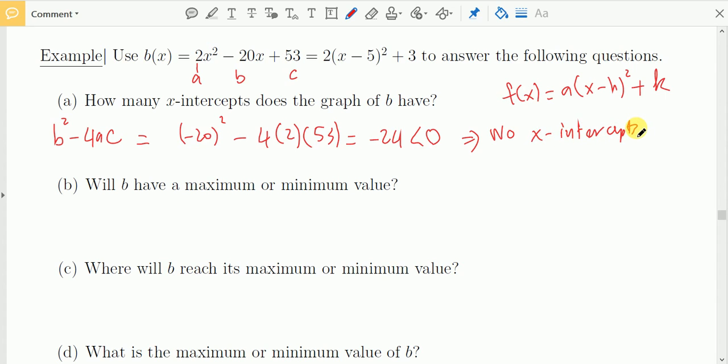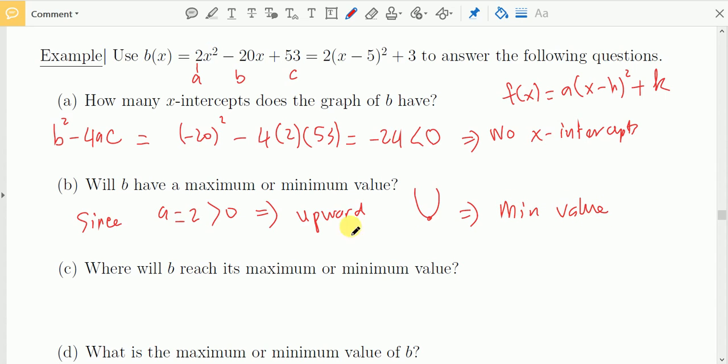Okay. Will this function have a max or a min value? Because the a here in this case is 2, meaning that it will open upwards, right? Since a equals 2 is bigger than 0, you have a parabola that opens upward. Upward meaning that you have the min value. So yes, it will have the min value.